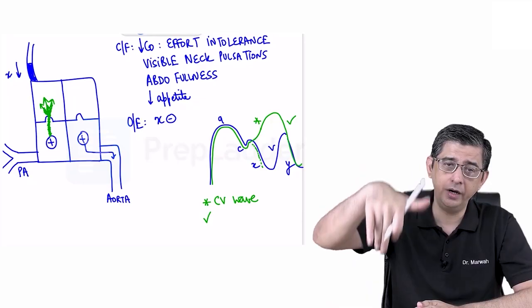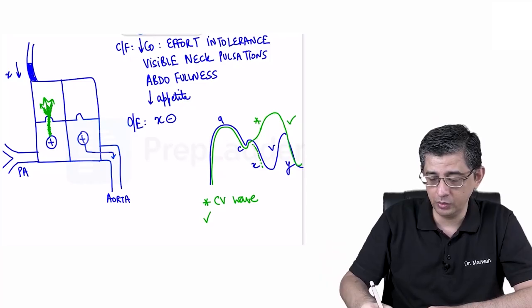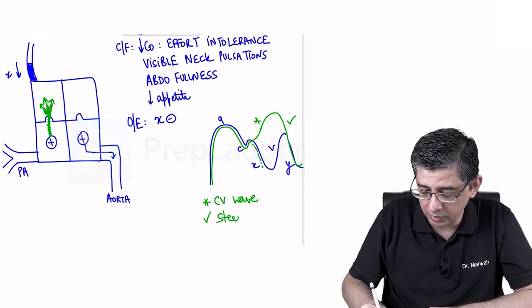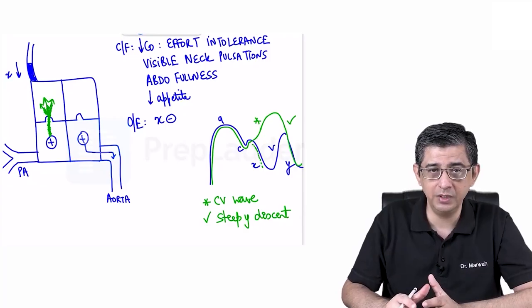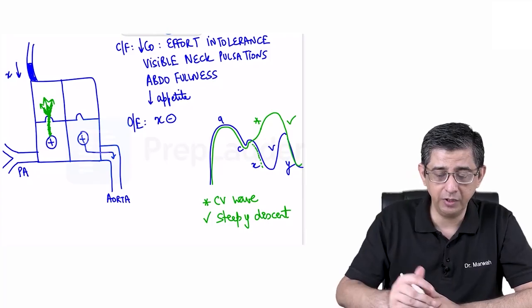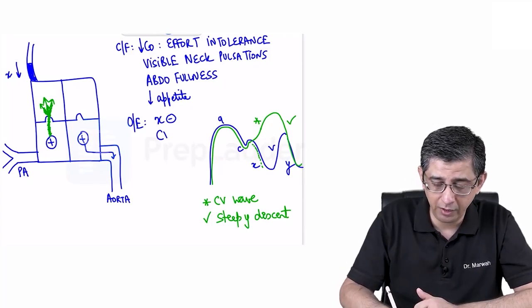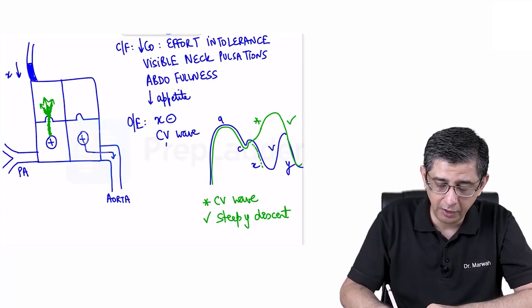like a roller coaster ride. I mean, if you go up steep, then you fall down steeper also. So where I put the tick mark is what is called steep Y descent. This description is one of the characteristic words that would help you pick up a question of, I would say, tricuspid regurgitation.